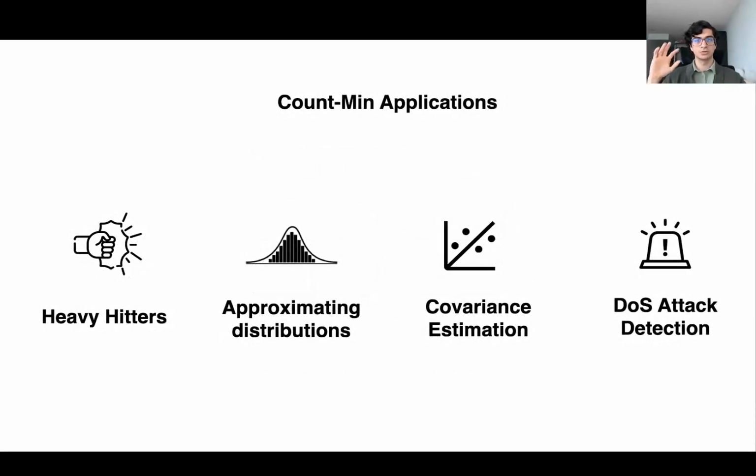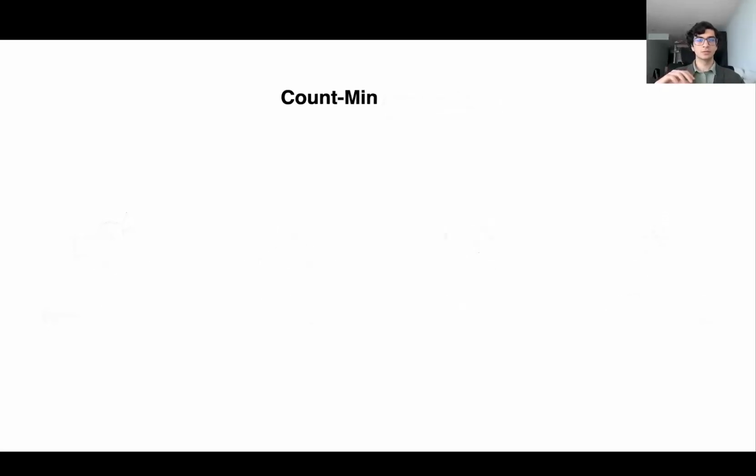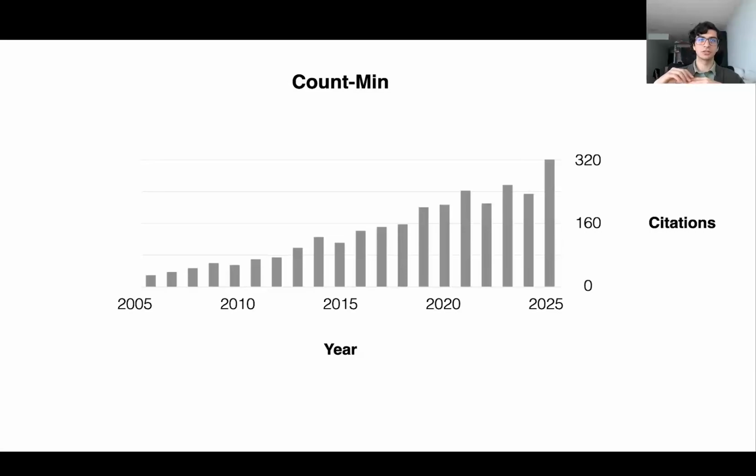Alright, so CountMin has many applications across many different domains, including but not limited to computing the heavy hitters of a stream, approximating the distribution of a dataset in machine learning, estimating the covariance of random variables, and detecting denial of service attacks in systems and networks. Because of this, the CountMin has garnered much attention from the research community in recent years, as you can see from the dramatic increase in the number of citations that it has received.